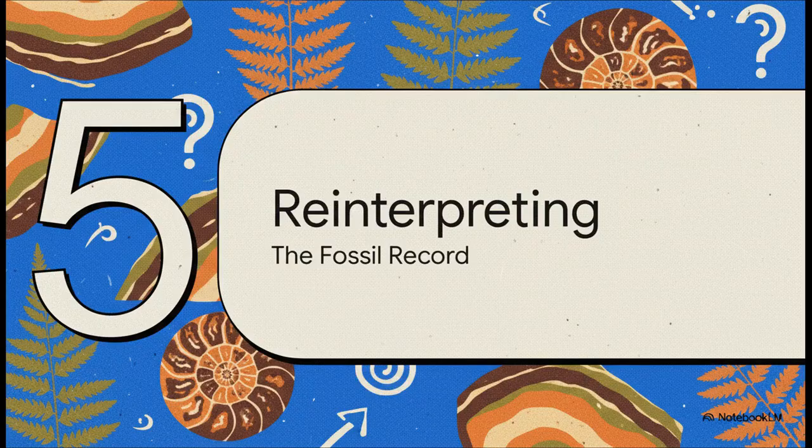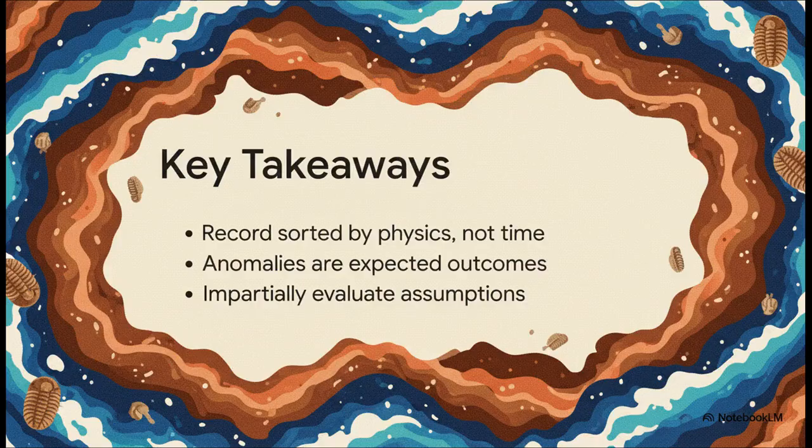Section 5. Reinterpreting the record. So what is the big takeaway from all of this? The UTGH model essentially says that if you change the primary mechanism from deep time to moving water, alleged anomalies like missing human fossils suddenly become the exact predictable result of basic physics. It challenges us to look at the fossil record not as a strict calendar of evolution, but as a physical ledger of how different bodies react to high-speed water.